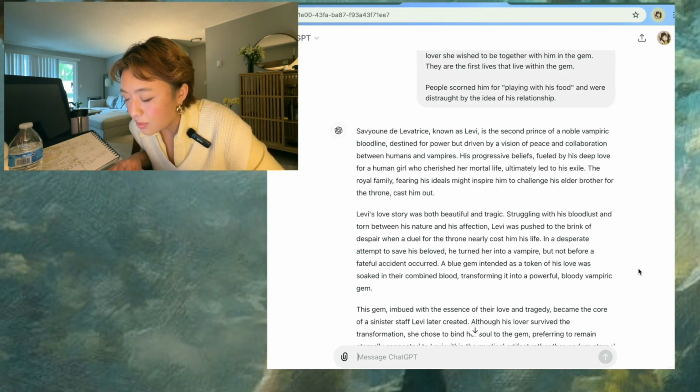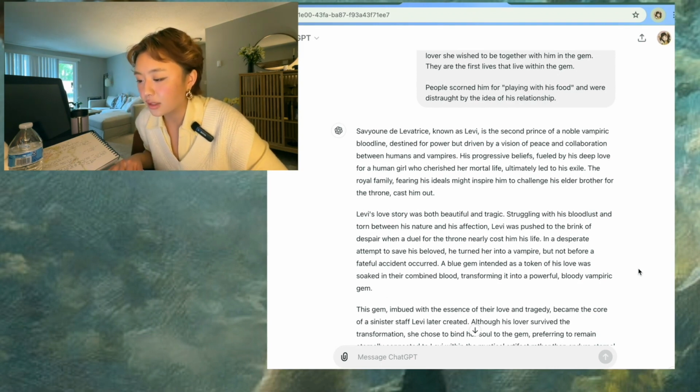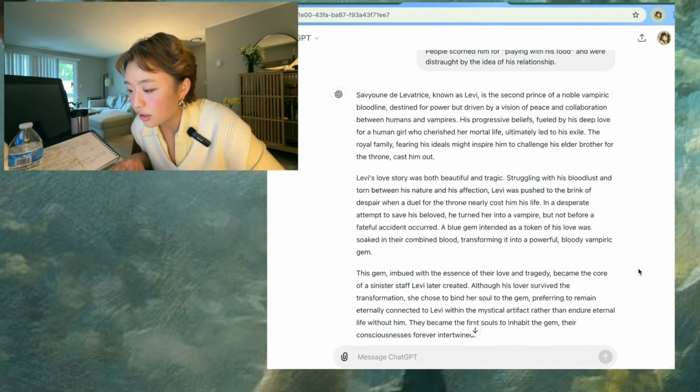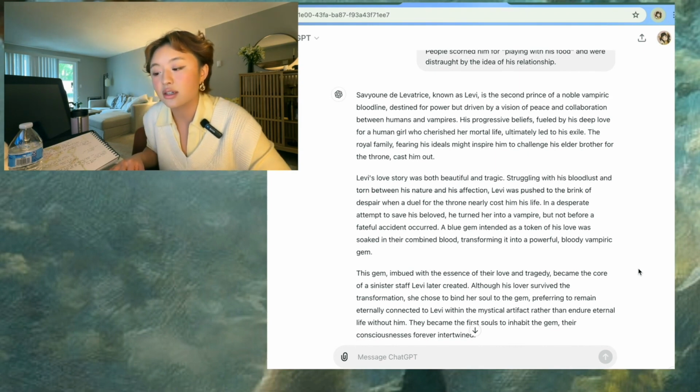Destined for power but driven by a vision of peace and collaboration between humans and vampires, his progressive beliefs, fueled by his deep love for a human girl who cherished her mortal life, ultimately led to his exile. The royal family, fearing his ideals might inspire him to challenge his elder brother for the throne, cast him out. Levi's love story was both beautiful and tragic, struggling with his bloodlust and torn between his nature and his affection.